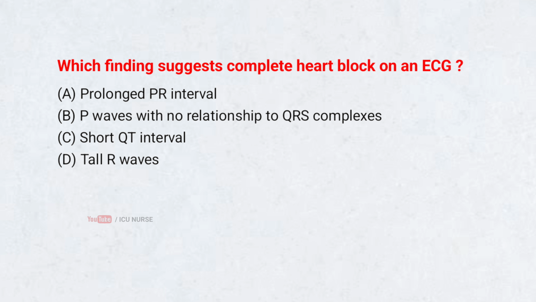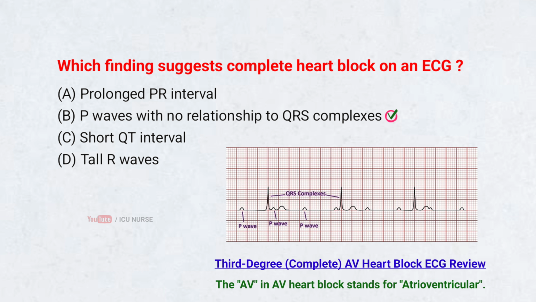Which finding suggests a complete heart block on an ECG? A. Prolonged PR interval. B. P waves with no relationship to QRS complexes. C. Short QT interval. D. Tall R waves. Correct answer B. P waves with no relationship to QRS complexes. In complete heart block, the atria and ventricles beat independently. So P waves and QRS complexes appear without any consistent pattern. This loss of coordination is the hallmark of complete AV dissociation.